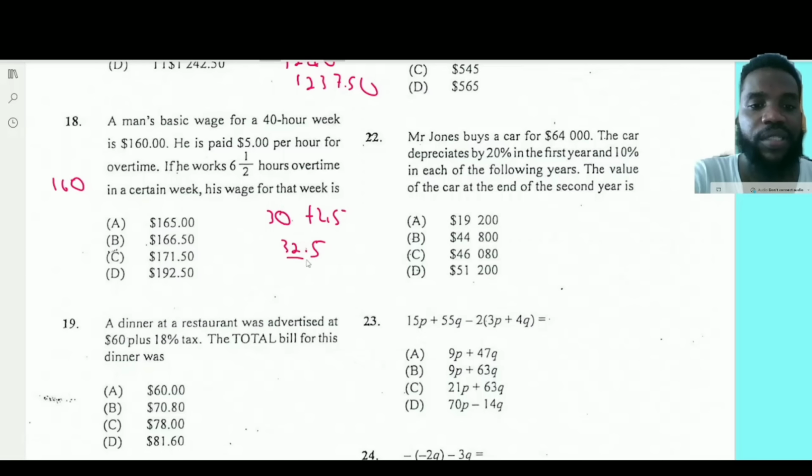So in all, this is what he's going to get for overtime. But you want to combine salary, which is the $160 for the basic wage, plus the overtime, which is $32.50. All right, so that's going to give me 60 plus 30, that's 90, so that's 192.50, which makes it option D.